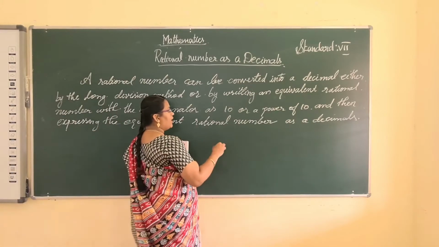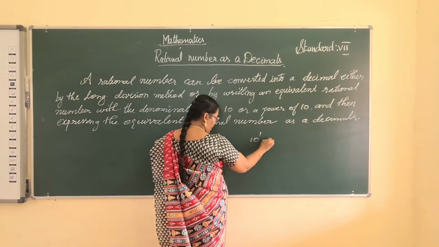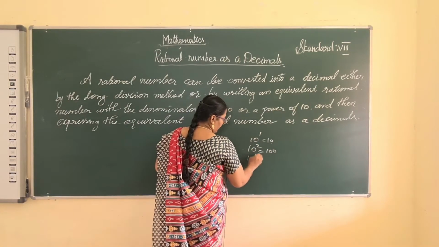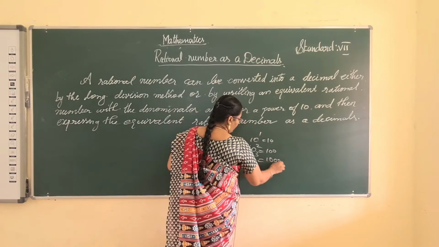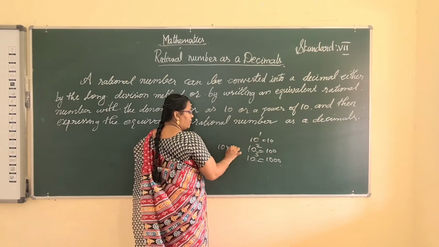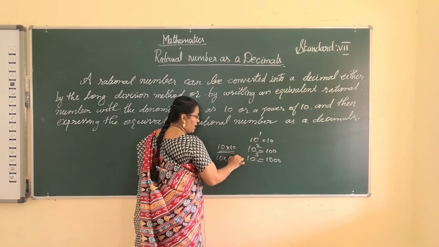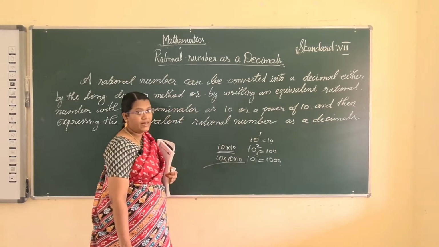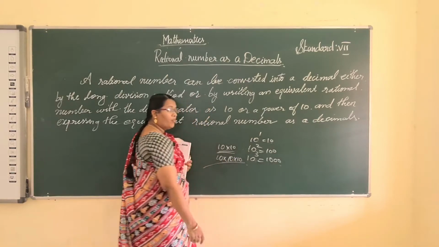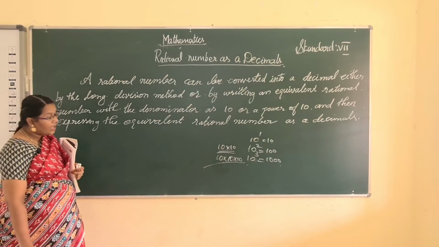What is meant by 10 or a power of ten? 10 power 1 is 10, 10 power 2 is 100, 10 power 3 is 1000. Already you know that, is it? 10 square means 10 multiplied by itself, twice. 10 tens are 100. So 10 power 3 means 10 multiplied by itself 3 times, and the expanded form of 10 power 3 is 1000. These are all called the powers of ten.